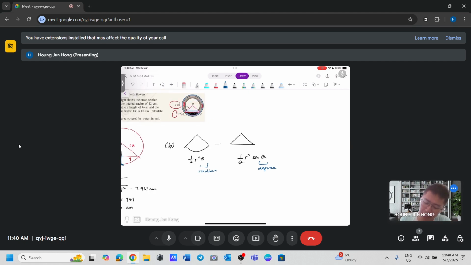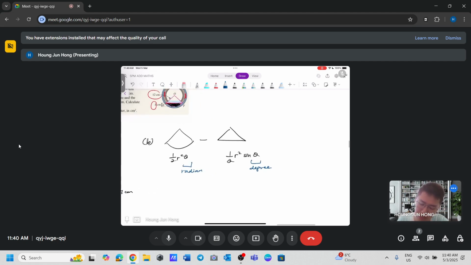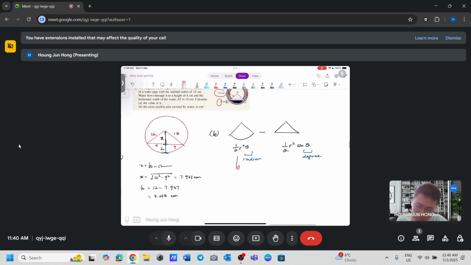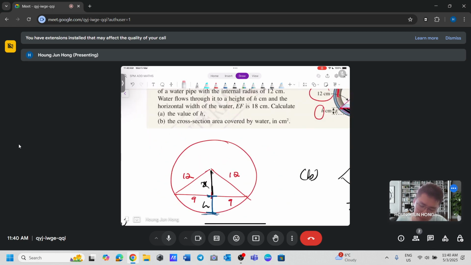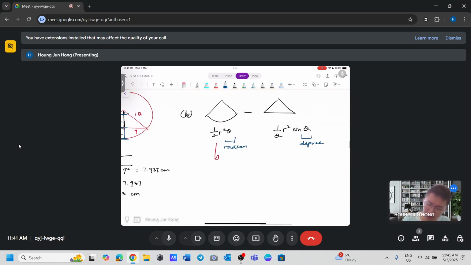Let's try to find this one first: half 12 squared theta. Oh, what is theta? We haven't found theta yet. Correct, very good question. Let's come back to this picture. How do you find theta? Actually not very hard. You can use the cosine rule if you want to, but I think the simplest way is just to do a bit of triangle work. This is 12, this is 9, correct? And this is 2 of the angle.